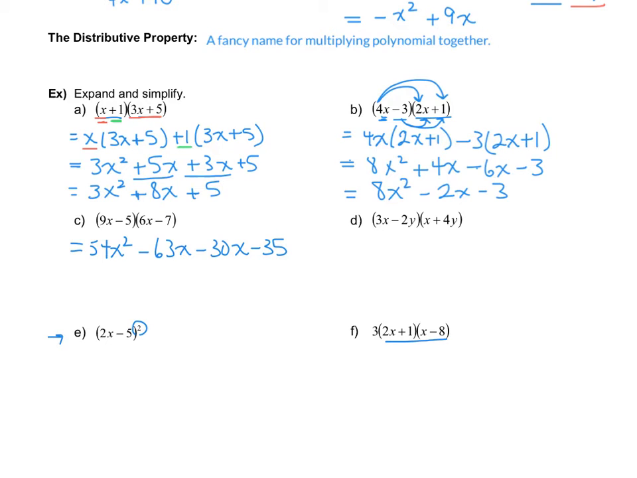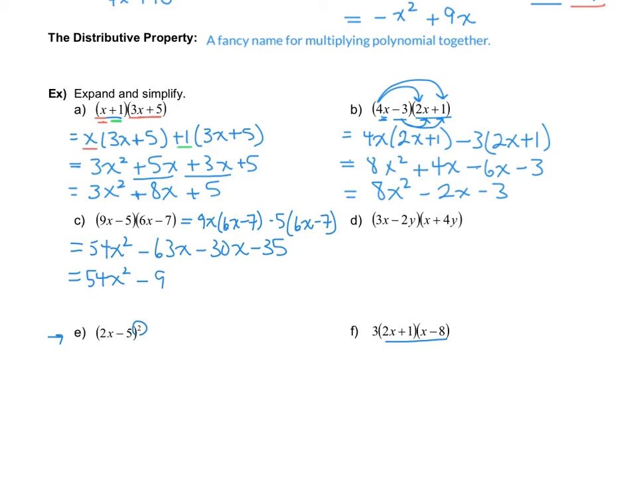So in this example, I actually left out the step of writing 9x multiplying 6x minus 7 and the -5 multiplying the 6x minus 7. Okay, so that's the step I left out, but I'm thinking it in my head. But you can put that step in by all means. I just kind of forgot because I'm so used to not doing it.